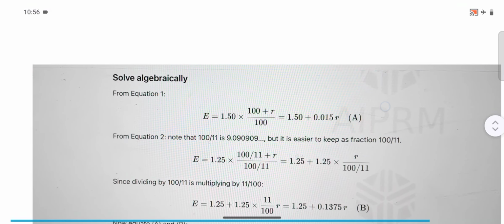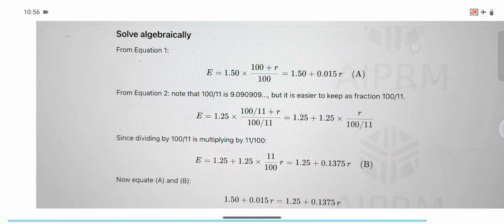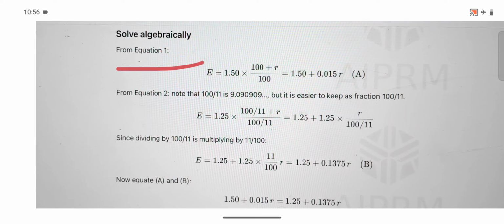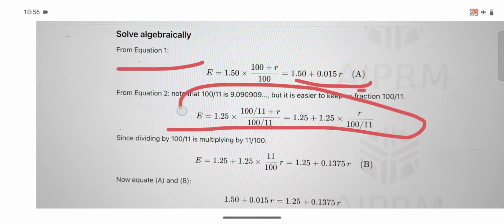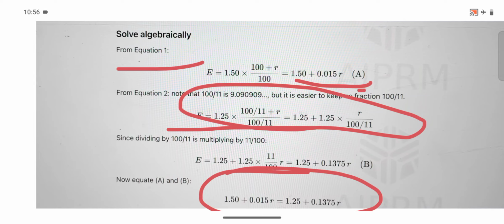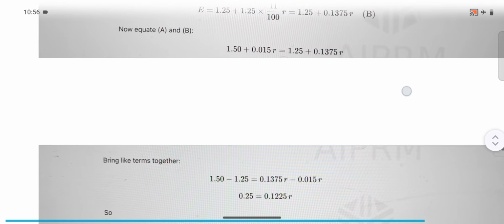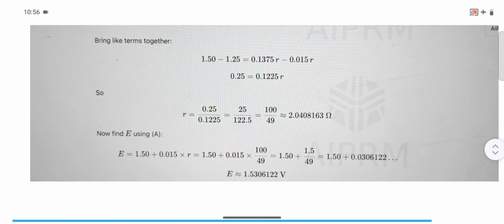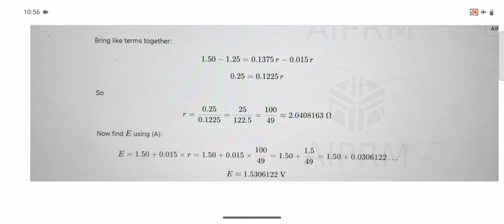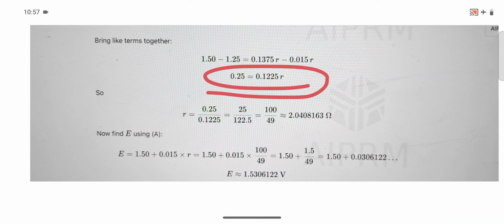Now we will solve these two equations. From the first equation we get EMF as this, and from the second equation we get EMF as this, and equating both we get this. Equating both equations, we get the internal resistance value. Once we find the internal resistance, we put its value in the first or second equation and we get the EMF.